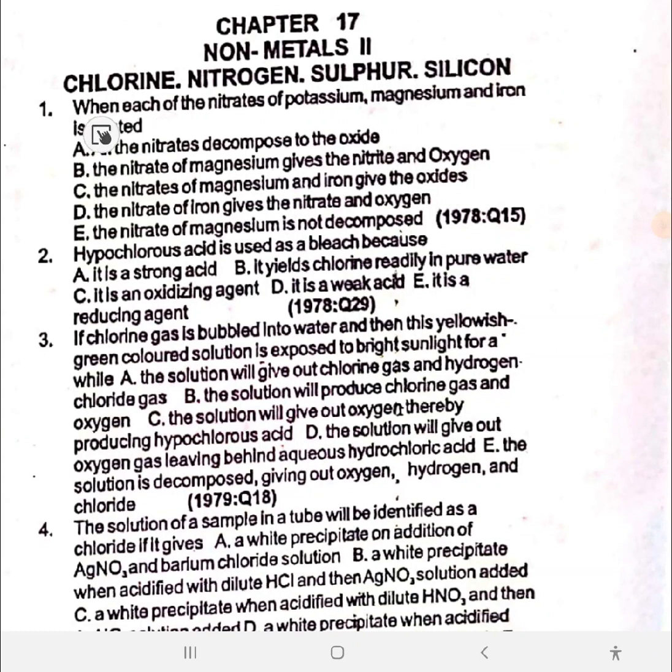First question: when each of the nitrates of potassium, magnesium, and iron is heated, what will be left? If you've been following this series, in the previous video we talked about nitrates that decompose and those that do not, and the products given when they decompose. The nitrates of magnesium and iron would give their oxide. This one wouldn't give an oxide. So number one is option C.